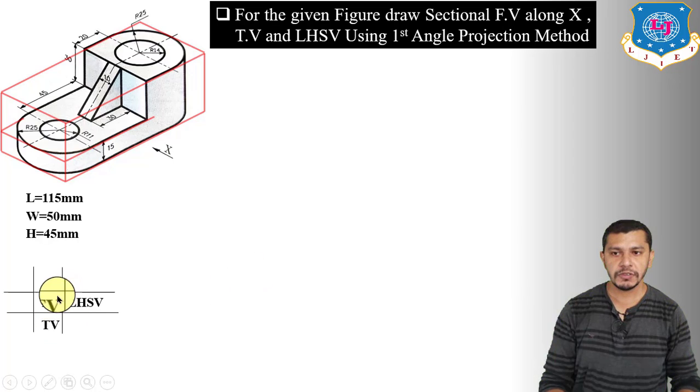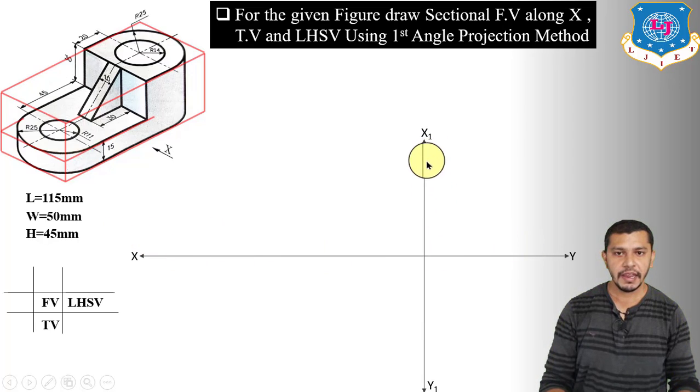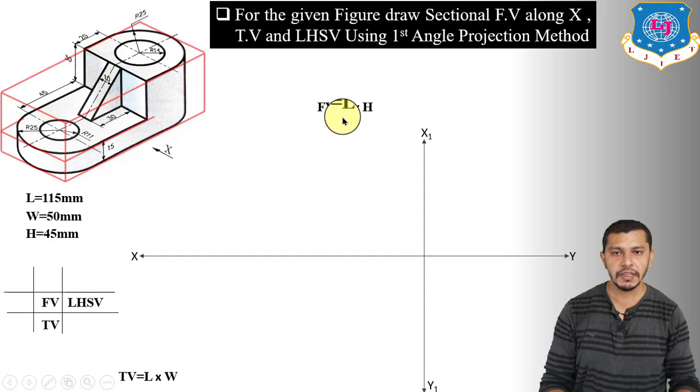Now we have to show the positions of the front view, top view and left hand side view with reference to XY and X1Y1 reference lines. So first of all draw the XY line and X1Y1 reference line. Both lines should be perpendicular to each other. In this quadrant we will get the front view, and the front view will represent the length and height of the object. Below the front view we will get the top view. So we will draw the top view over here, and the top view will give us the length and width of the object. And on the right hand side of the front view we will draw the left hand side view of the object. The left hand side view will represent the width and height of the object.